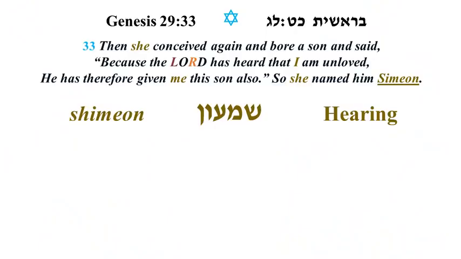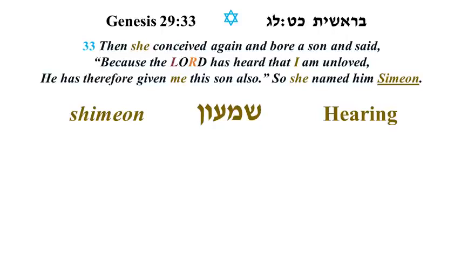Genesis 29, verse 33, we talked about this one already. This is when Leah conceived and bore a son and said, "Because the Lord has heard that I am unloved, he has therefore given me this son also." So she named him Simeon. And we said Shimeon comes from hearing, right? It's the Hebrew word to hear.